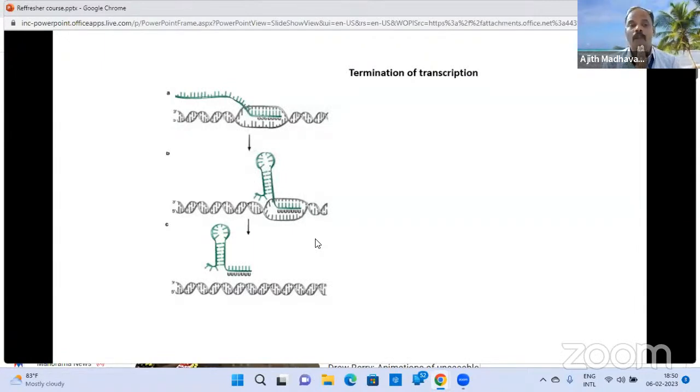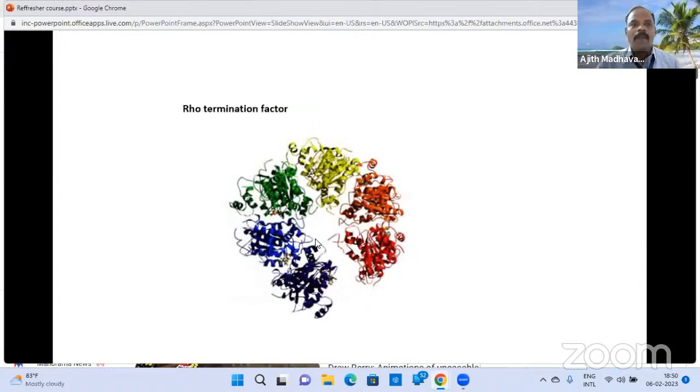So the process is called, you can see no protein is involved here, no Rho protein is involved here, hence it is called Rho independent mechanism. Then listen very carefully, I'm not going to dwell deep into this. It is called a Rho dependent mechanism. In the Rho dependent mechanism, the Rho is a beautiful protein.